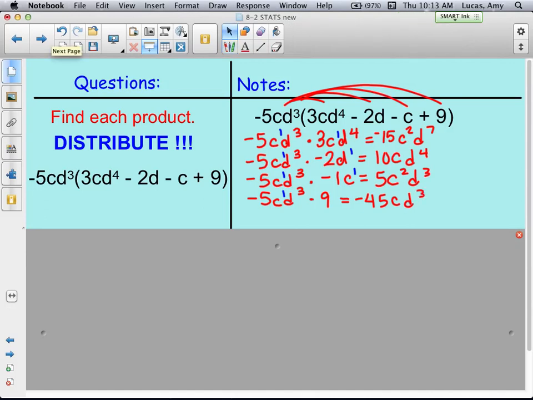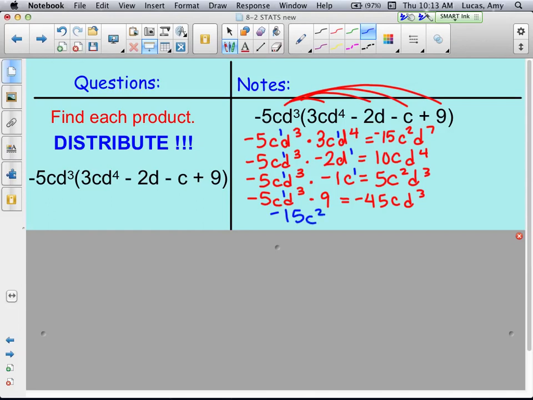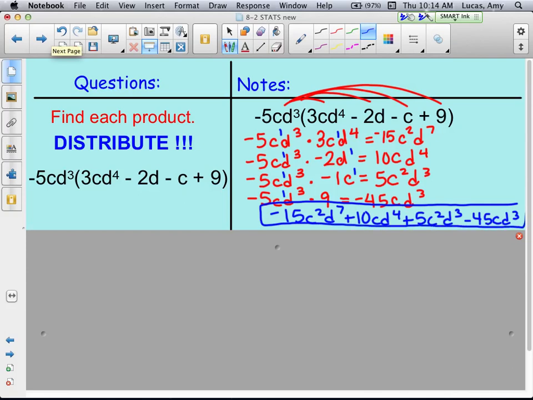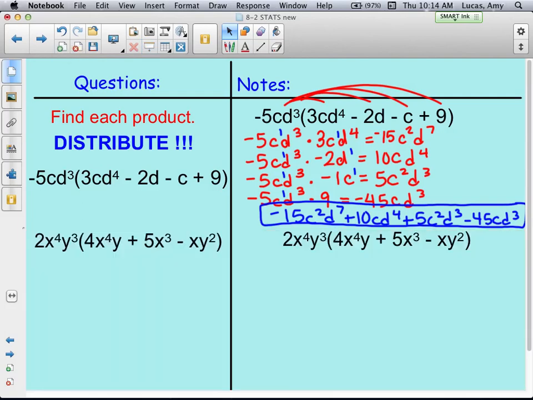Now writing this one in standard form, it's a little bit trickier, or maybe a lot trickier, you might say. So I'm not going to be really picky about the order here. I'm just going to keep it in the order that it was. So negative 15 c squared d to the 7th plus 10 cd to the 4th plus 5 c squared d to the 3rd minus 45 cd to the 3rd. So it kind of looks like a mess. And that's what you can expect from some of your homework problems today. When you're multiplying a monomial and a polynomial like this, you're not going to get a nice answer.